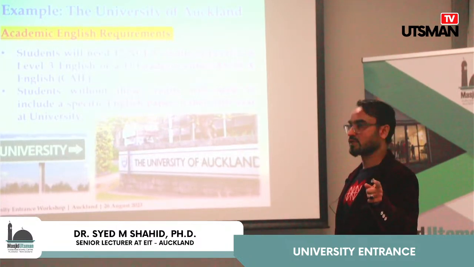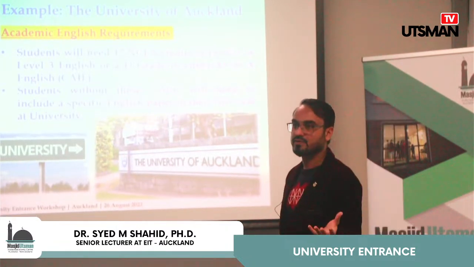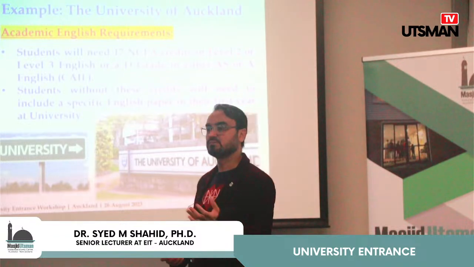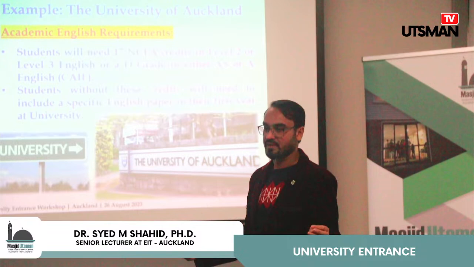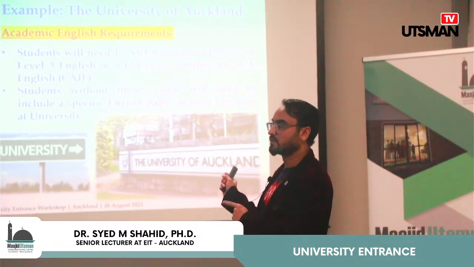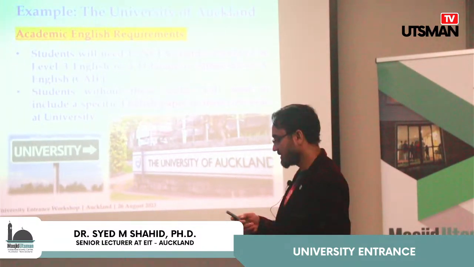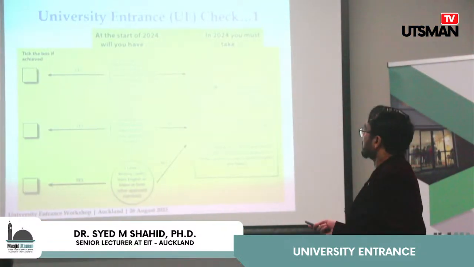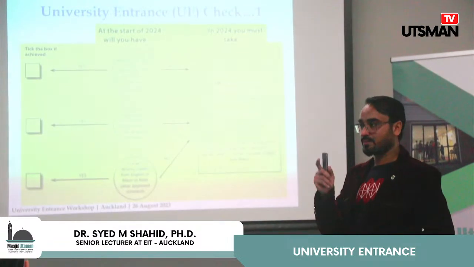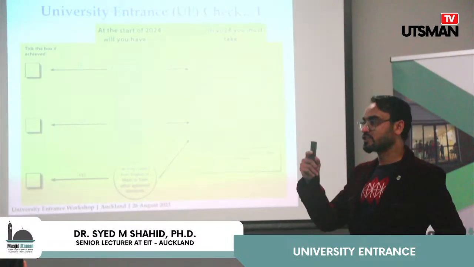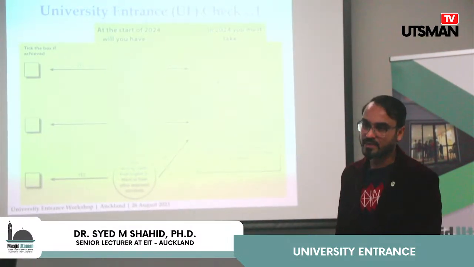University of Technology, Otago University, Waikato University, Wellington University. There are 8 universities and all of them have different criteria. This is the minimum criteria from University of Auckland, as I said already. I have developed these slides for parents to check whether your children are achieving the minimum criteria or not.